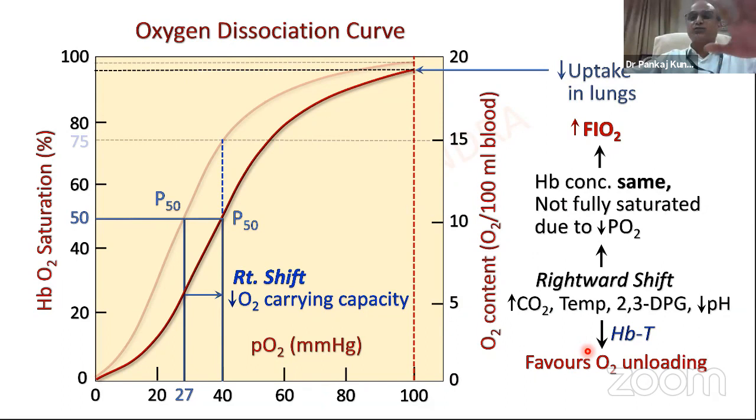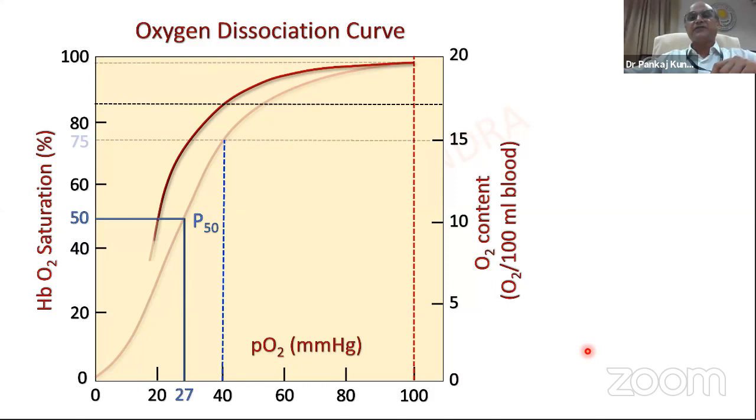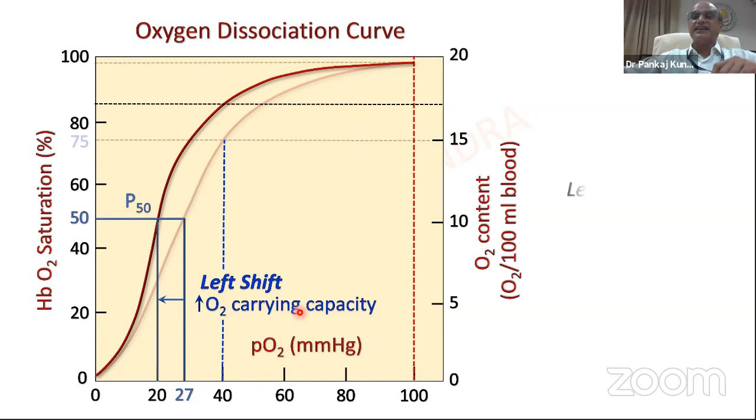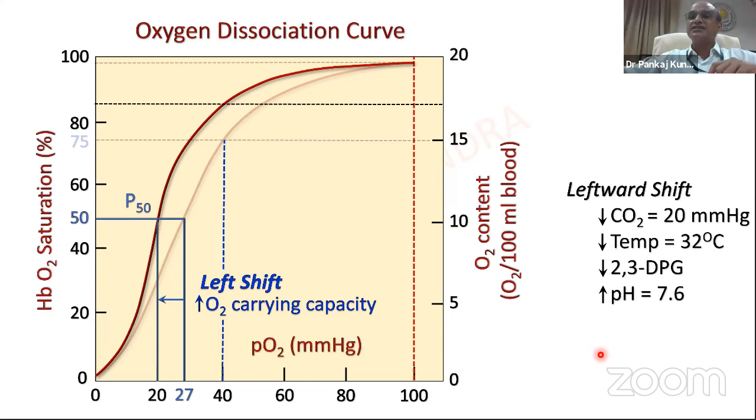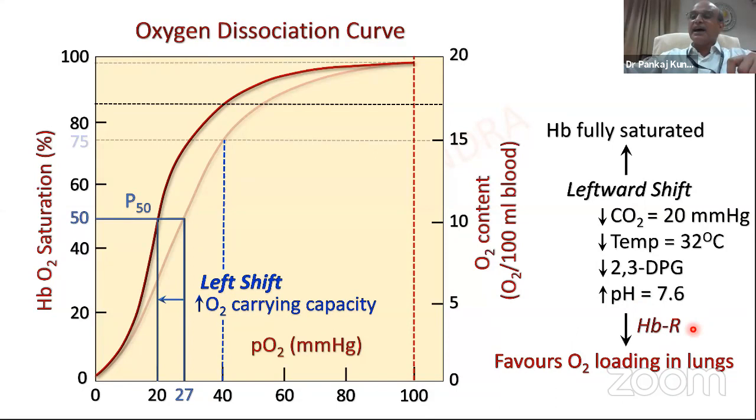Now let's come to the other part, the leftward shift of the oxygen dissociation curve. What happens here? You require a lower partial pressure of oxygen to saturate 50% of hemoglobin. This increases the oxygen carrying capacity, and the reasons are just the opposite of what we discussed in the rightward shift. It means that the hemoglobin is fully saturated, but it is in a relaxed form, and it favors loading of hemoglobin in the lungs.